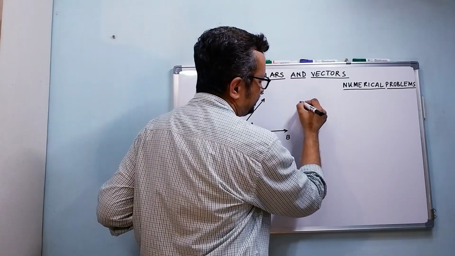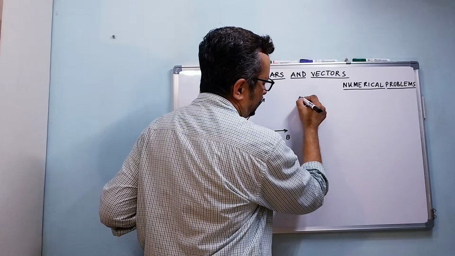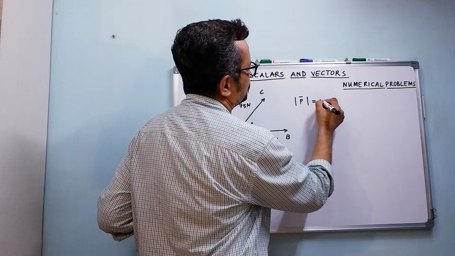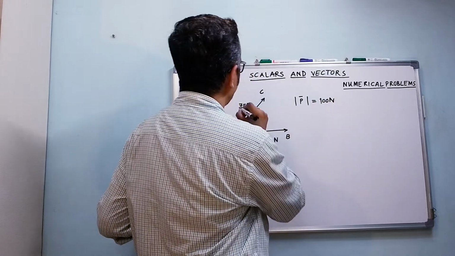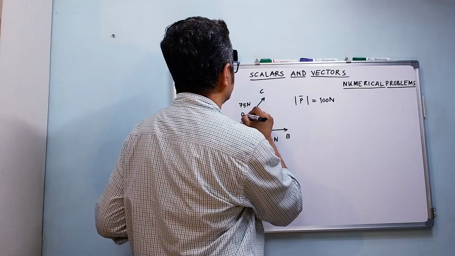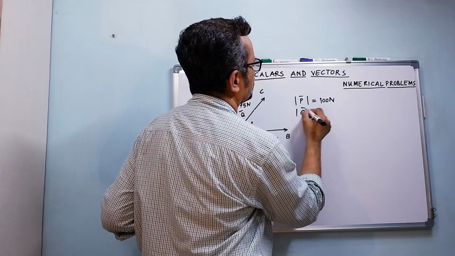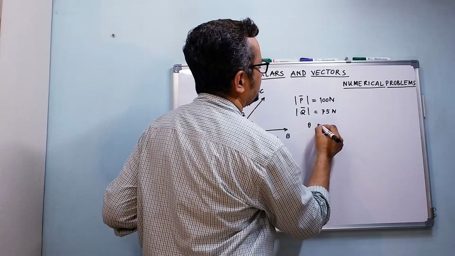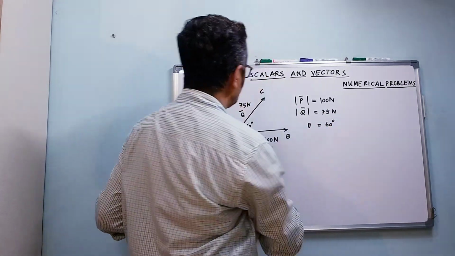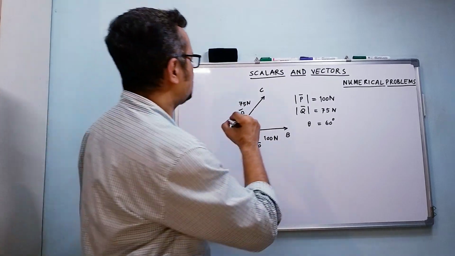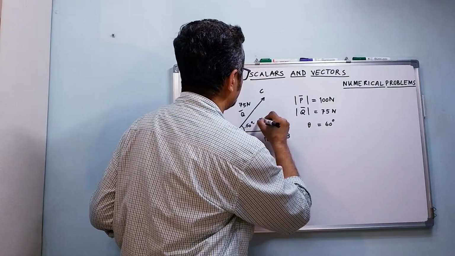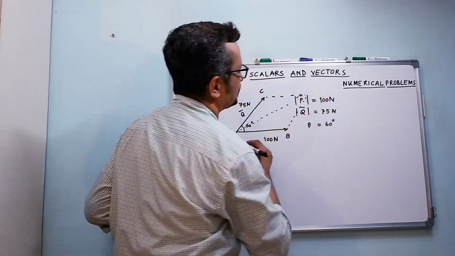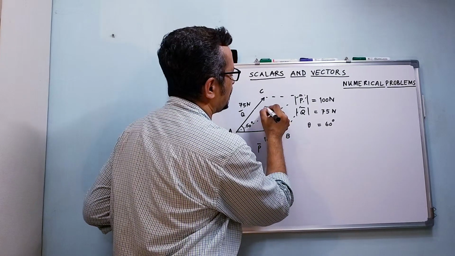Okay, so I'll write my P, magnitude of P bar. This is my P bar, and that is equal to 100 Newton. Magnitude of Q bar is equal to 75 Newton. My theta is equal to 60 degrees. So I want to find where the resultant lies. Now the resultant is going to be along the diagonal of this parallelogram, somewhere here like that. Okay, and let me call this R bar.